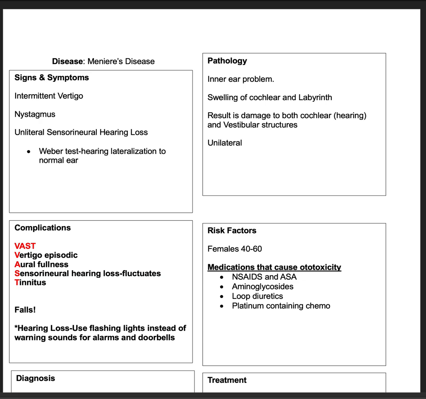Complications of Meniere's disease. I talked about vertigo. It's episodic. It comes and it goes. They have aural fullness, which means the affected ear is going to feel like there's fluid in it because there is. And then I talked about the sensorineural hearing loss and tinnitus. With tinnitus, that's like ringing or clanging in the ear, and that comes and goes as well. And that's because it's a neural hearing loss, not a conductive hearing loss, okay? And I'm going to go over the difference between conductive and sensorineural in class.